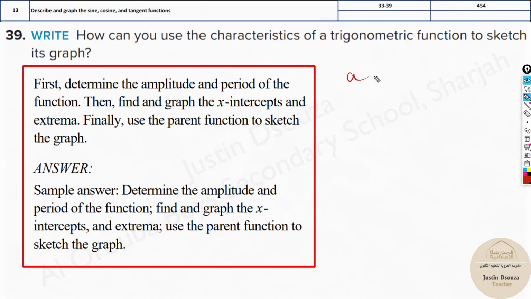Always remember the a value, amplitude, is required, then we should know the period. Once we know the period, we can find the b value. Then f of x will be a cos or sine, it depends, bx. So we just put it. So these two are required. How do we find b? From the period. Therefore, amplitude and period. And then you can also tell from a table, you can easily sketch the graph. So that's how we can solve these problems.